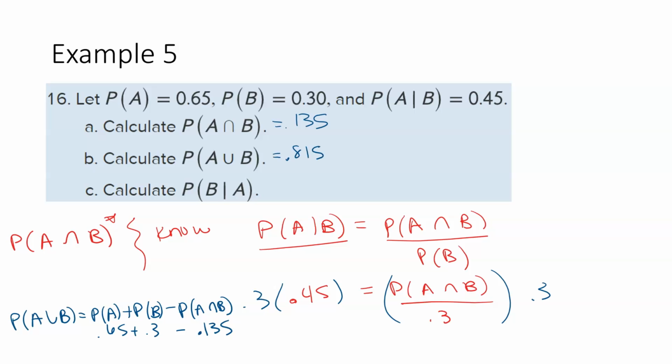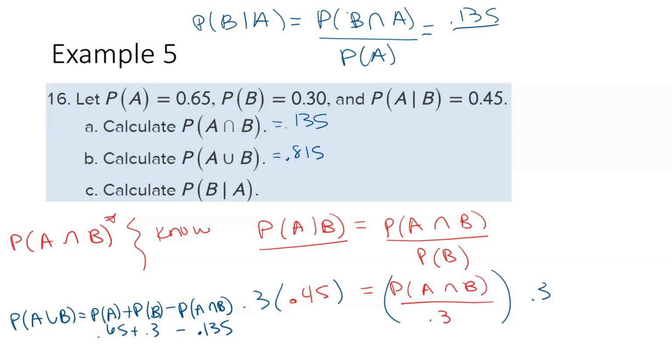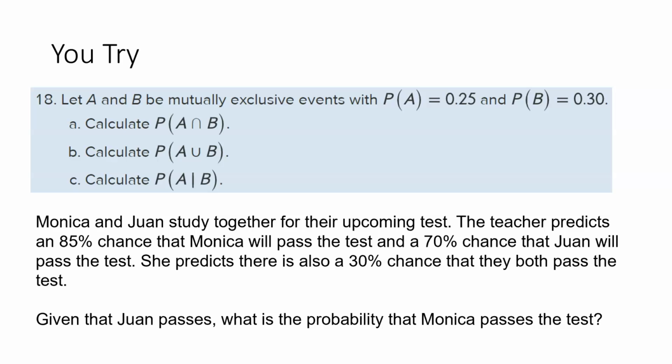And now they want the probability of B given A. So the probability of B given A, let's write the formula, is B and A, but that's the same as A and B. So we know that's 0.135 over 0.65. And so we get 0.208. So go ahead and give this one a shot and press play when you're ready to see the solution.